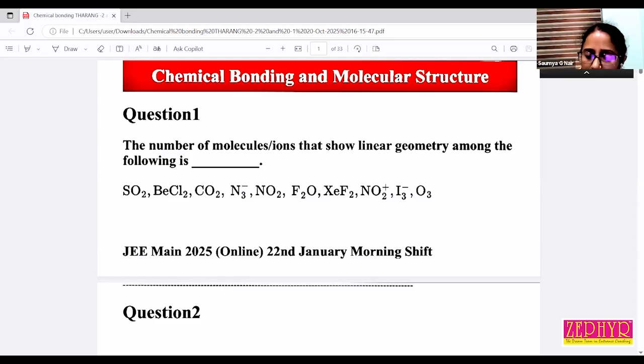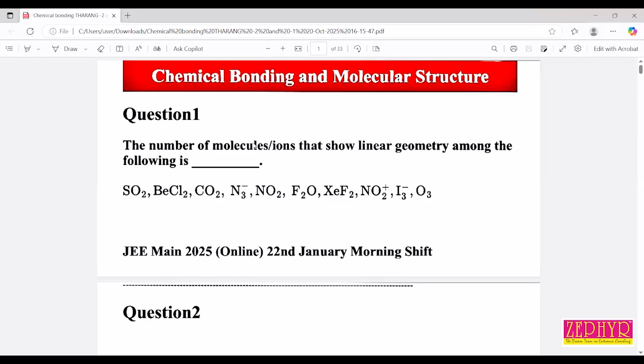If a molecule has sp hybridization, note down, that molecule is linear. Can you see my whiteboard now?